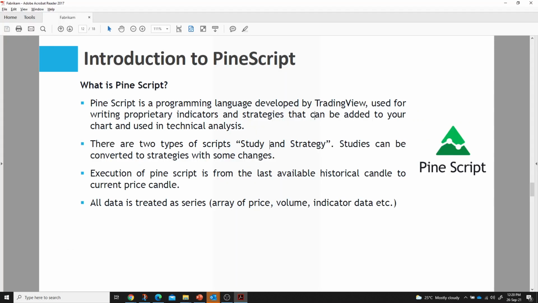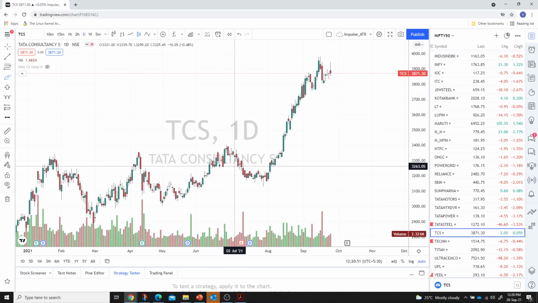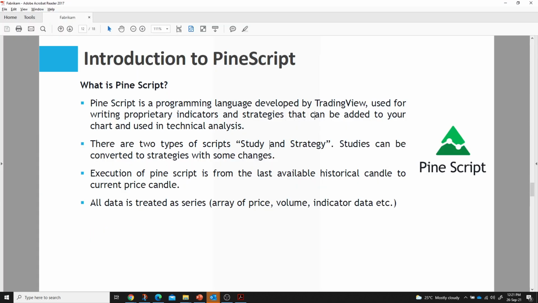Then all the data is treated as series. So price, volume is all treated as an array. You have price minus 1, price minus 2, price minus 3. So price minus 3 means price 3 days back. Price minus 2 means price 2 days back, and so on. So price minus 1 is previous day data. And you can do your calculations on that series. It can be price, it can be volume, it can be price volume, it can be indicator data. It depends what you would want to use as a series.